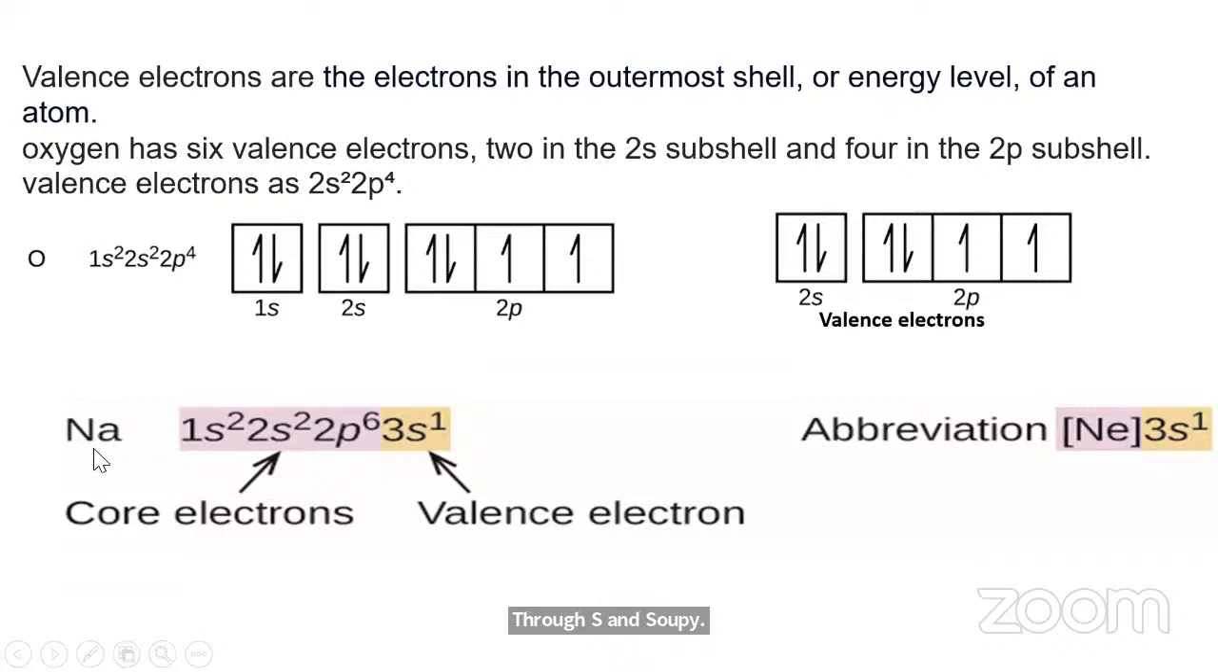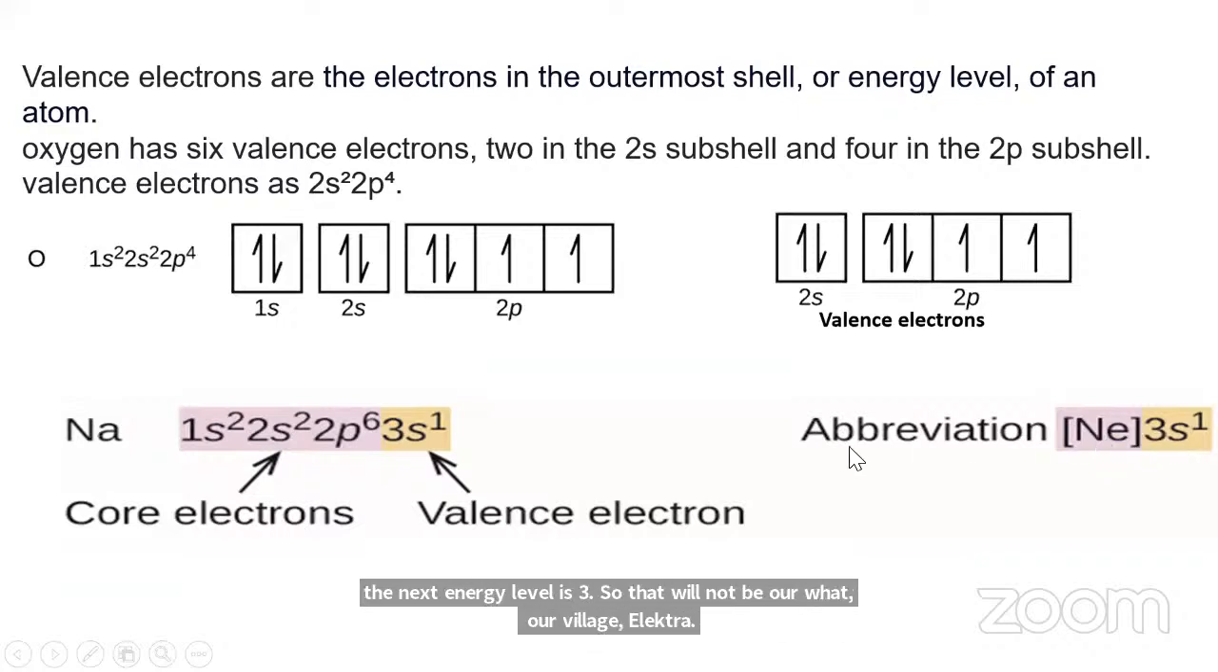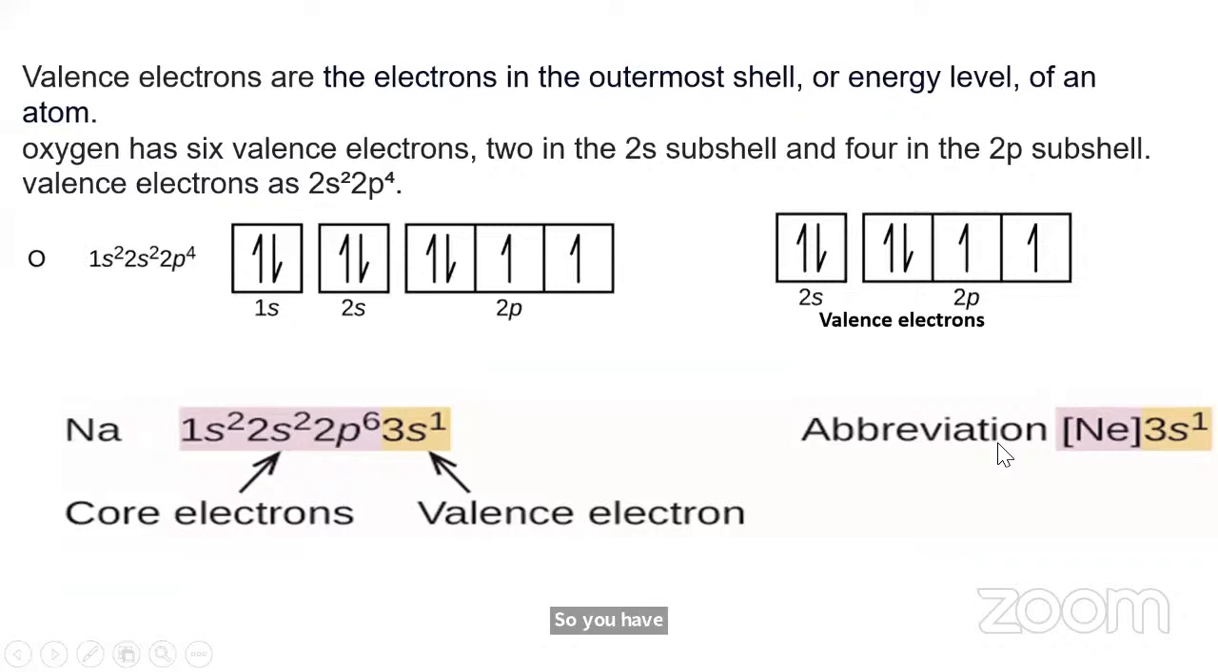Let's look at sodium. Sodium has a core electron of what? Of neon. 1s2, 2s2, 2p6 is neon. So the next energy level is 3. So that will be our valence electron. So you have neon 3s1. So this is how to write it in abbreviation.